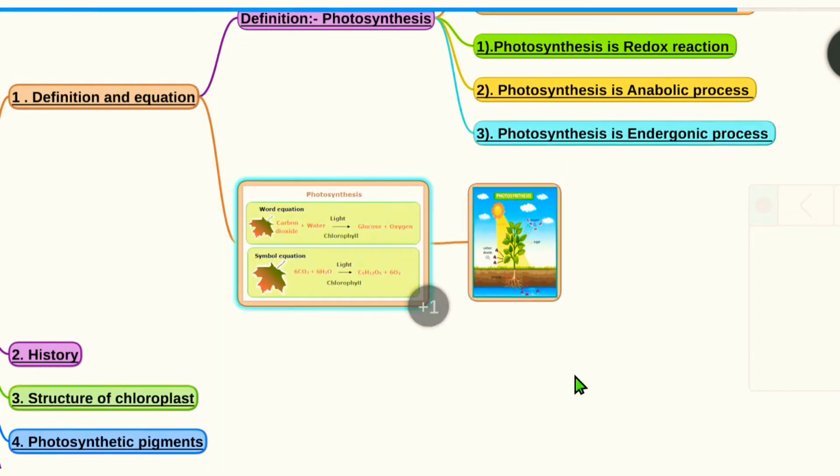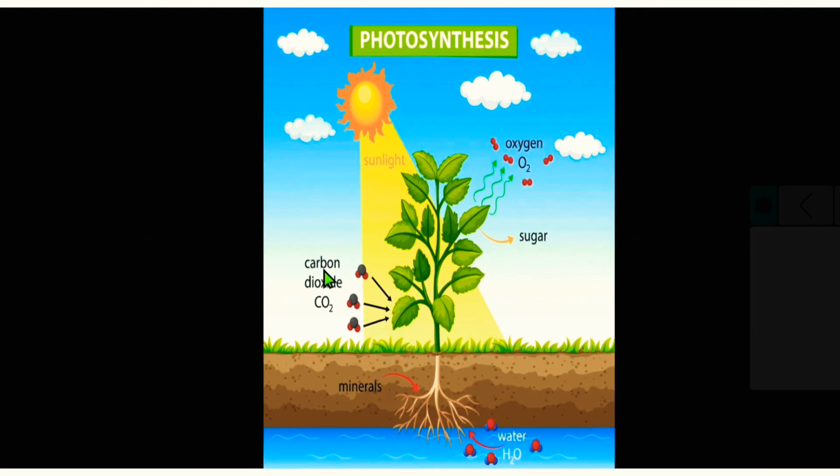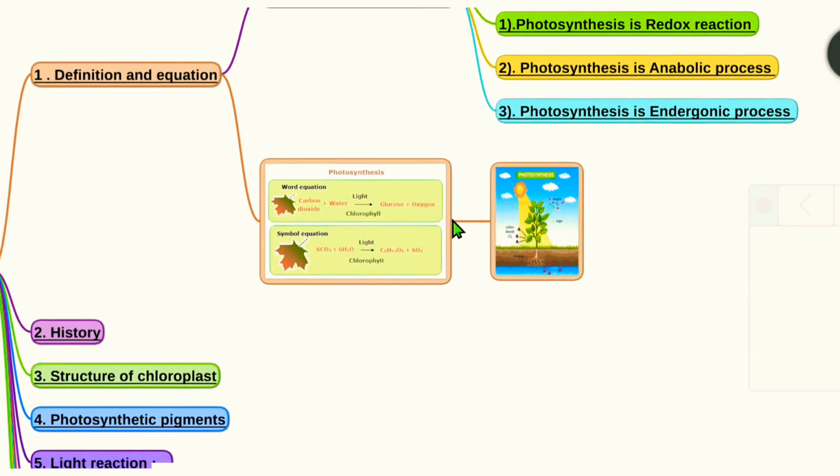So this is photosynthesis. Roots absorb water from the soil, and leaves take carbon dioxide from the atmosphere and take sunlight, and photosynthesis takes place in the plant, and oxygen gets released into the atmosphere and sugar in the form of glucose is stored in the leaves. Move to the next.